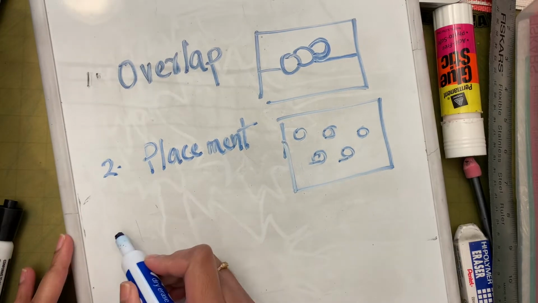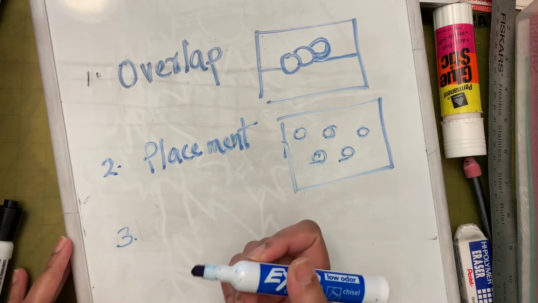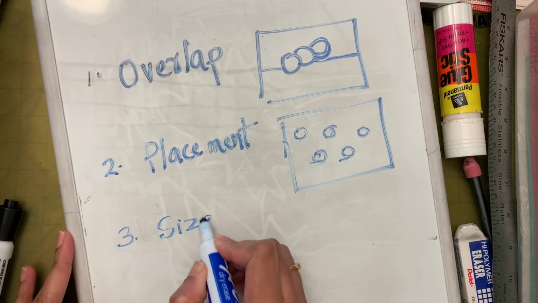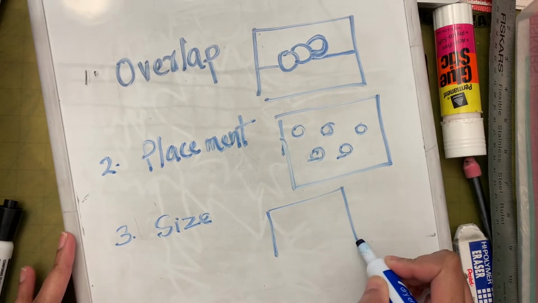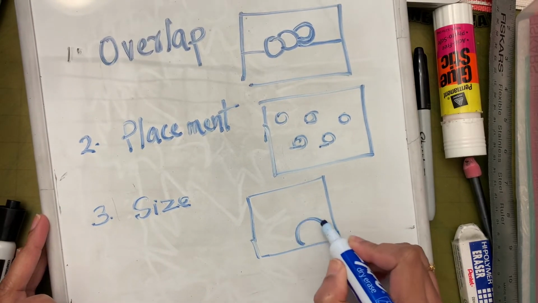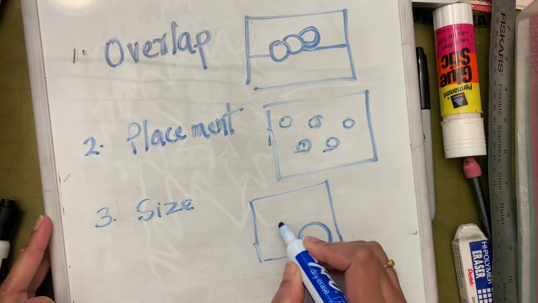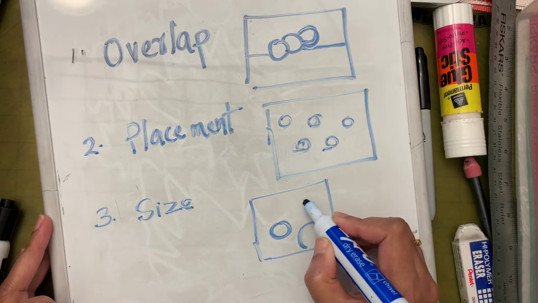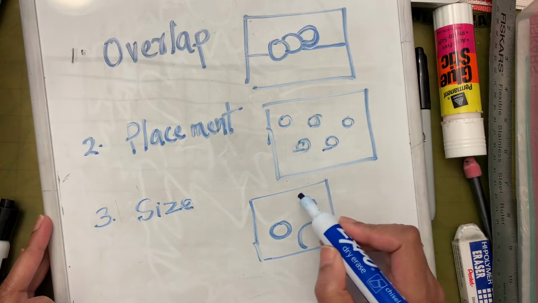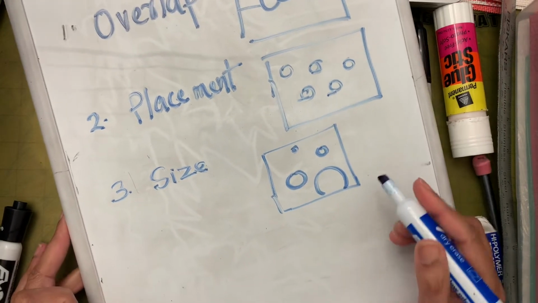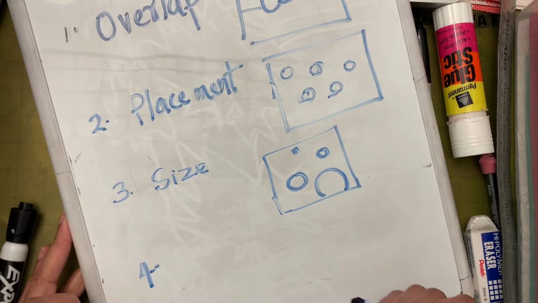The third technique that we usually use is size. Remember, things in the front, we make them big. Things in the middle ground, we make them smaller. Things in the background, we make them even smaller. Another technique artists use is value.